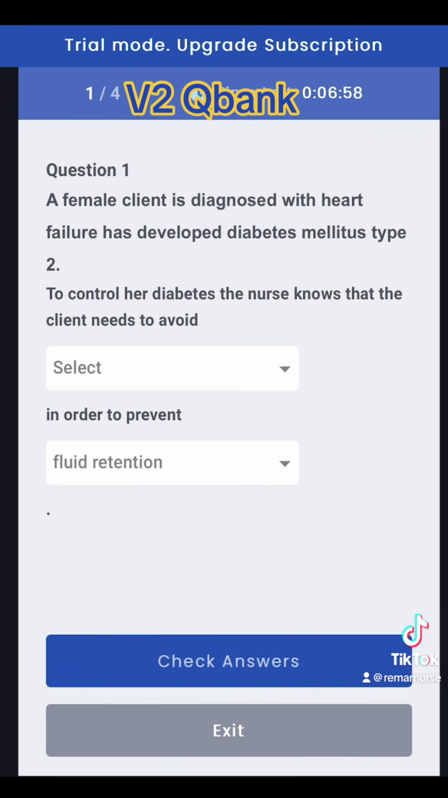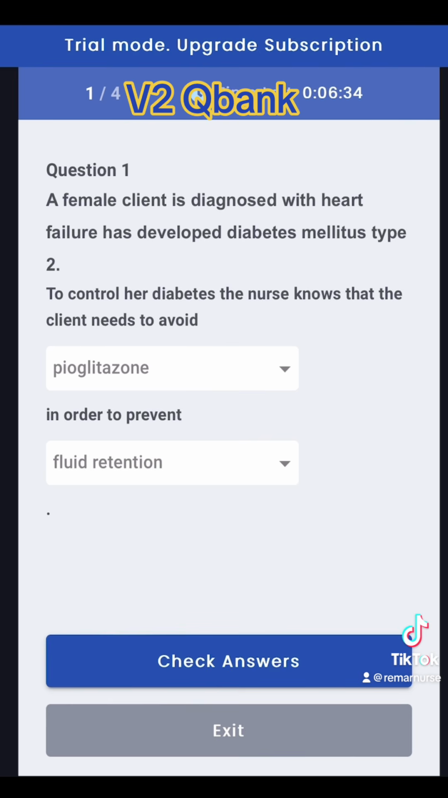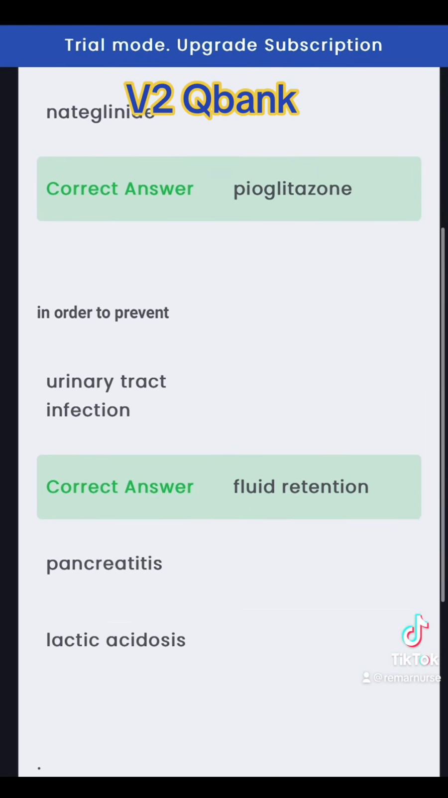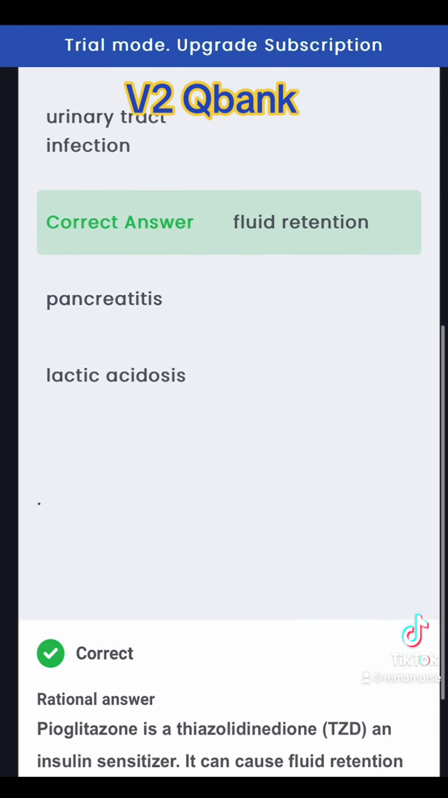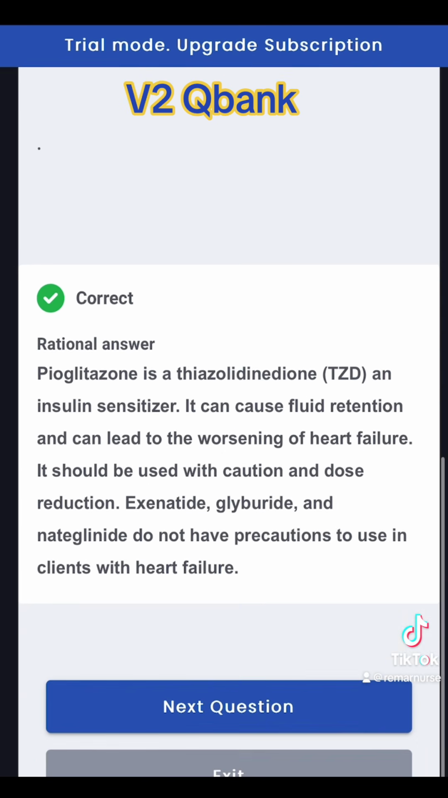Now let's look at these medications again, and let's try to see if we can figure this out. So this is going to come down to which one you don't know, all right? Because you know exenatide, glyburide, nateglinide, these are used commonly for diabetes mellitus type 2. So I'm going to go with the pioglitazone. So let's check our answers. Yes, okay? And this is an example of how you should work backwards for some of these drop-down cloze questions if you're in the V2 QBank, because you can get a lot of information that way.